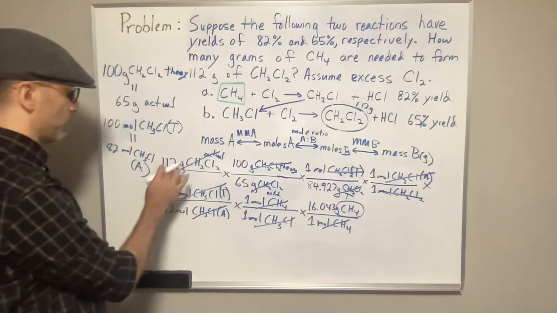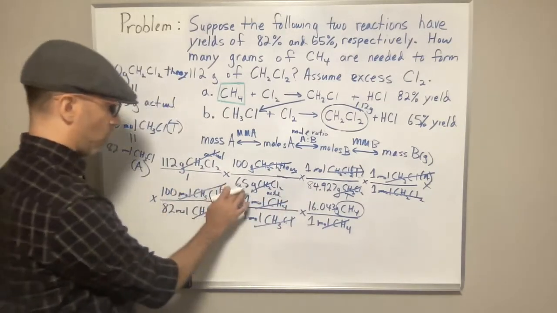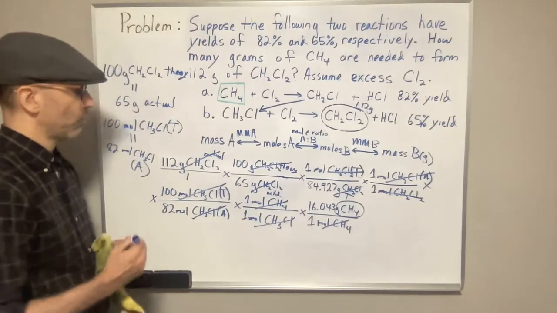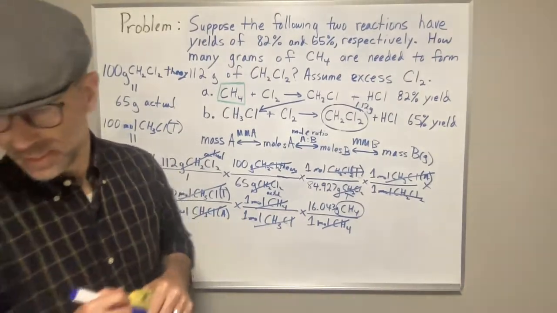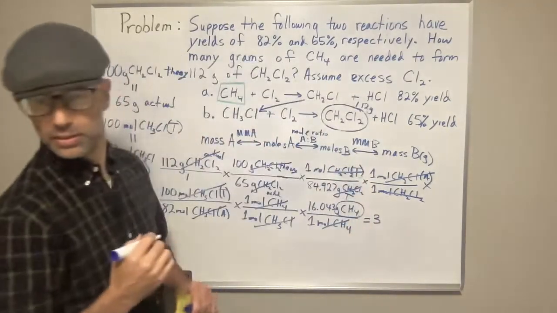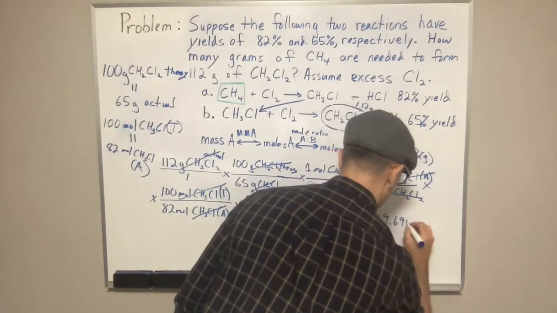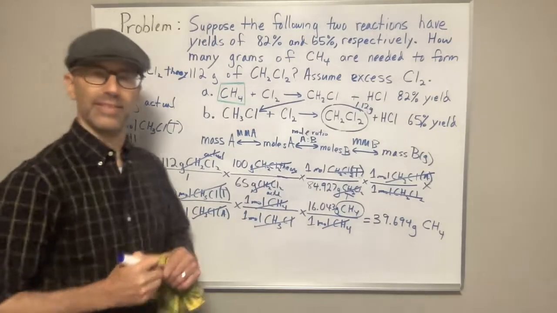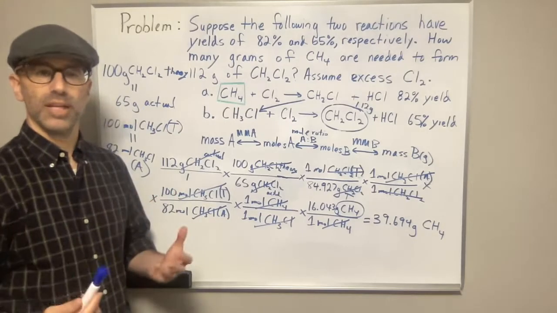Now all I need to do is multiply by all the numbers on the top and divide by all the numbers on the bottom. You can skip the ones. When we do that, we get 39.694 grams of CH4. So the last step is to figure out the number of significant figures.